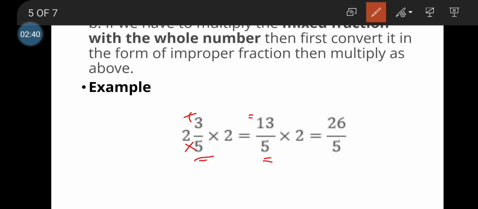So in order to multiply the mixed fraction and whole number, we converted the mixed fraction into improper fraction. Now as before, we should multiply the fraction and whole number. So 13 into 2. So 13 and 2 if we multiply, we will get 26. And the same denominator 5 should be taken here.